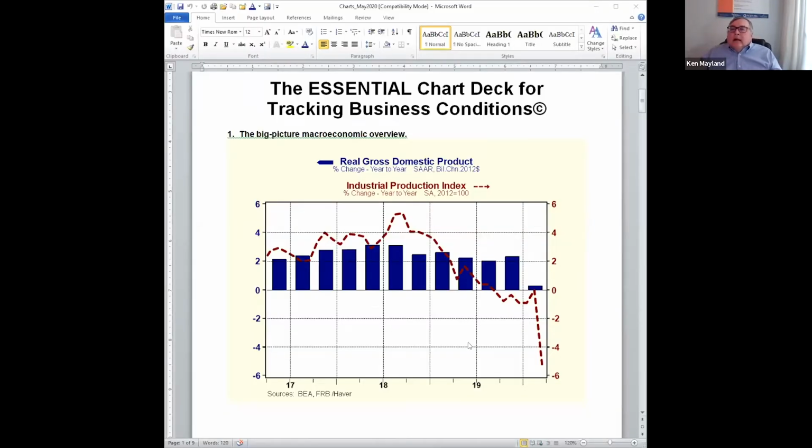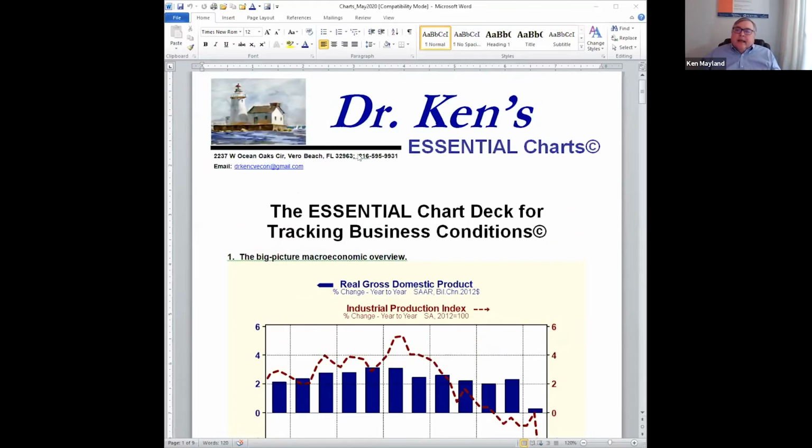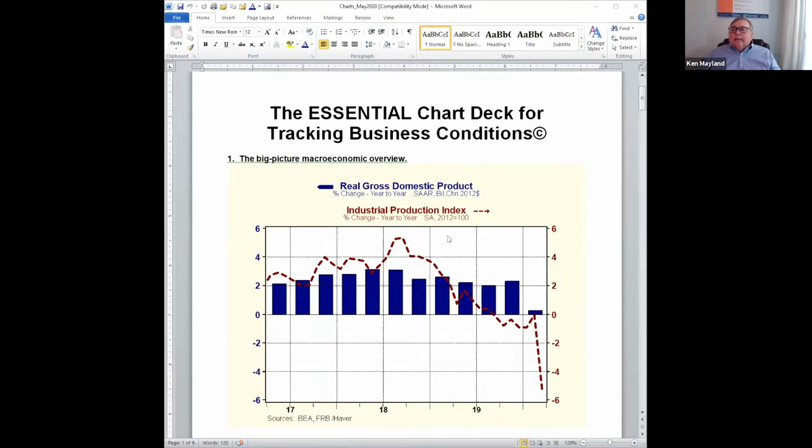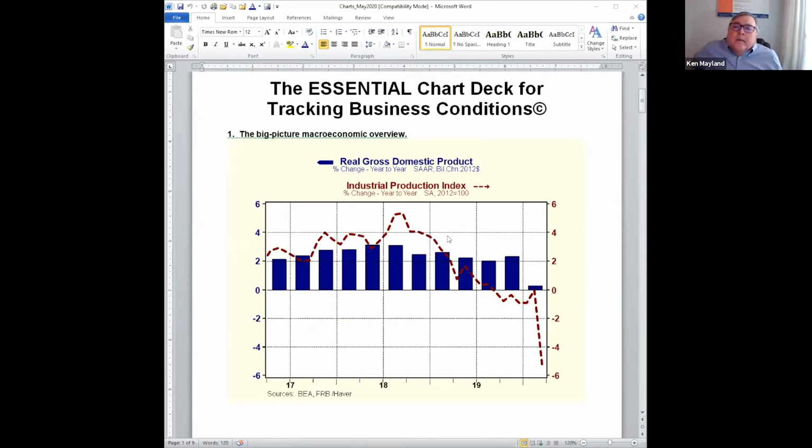Now I'm going to switch my screens here and bring up the essential charts that you see on a monthly basis. Let me press a button here. And there you go. This is my header material, essential charts, chart deck for tracking business conditions. So let's go over these charts one by one and try to understand what they're telling us. And this first chart is my summary, big picture macroeconomic overview.